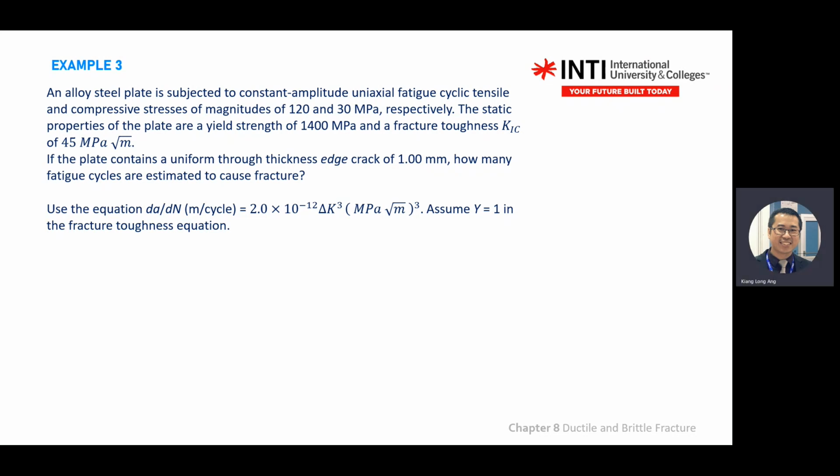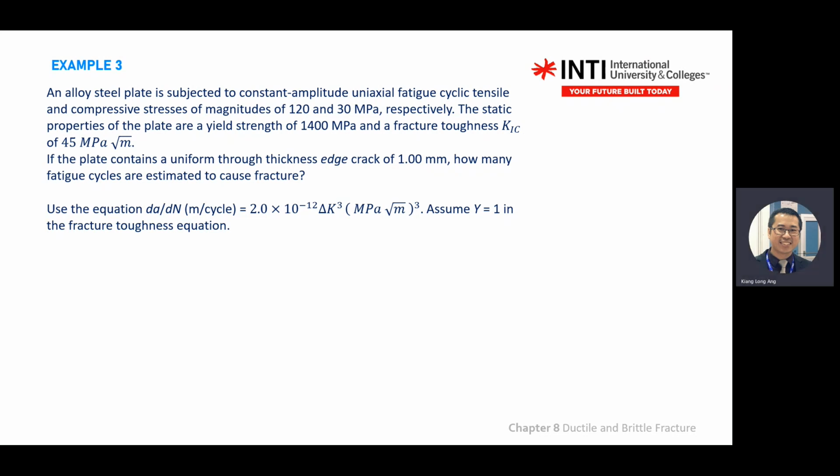If the plate contains a uniform thickness edge crack of 0.1 mm, again, what is the edge crack? It is your a at the side. This is your a, the a crack on the side here. The previous example you saw is an internal crack. Right, so read the question carefully. How many fatigue cycles can they estimate to cause fracture?